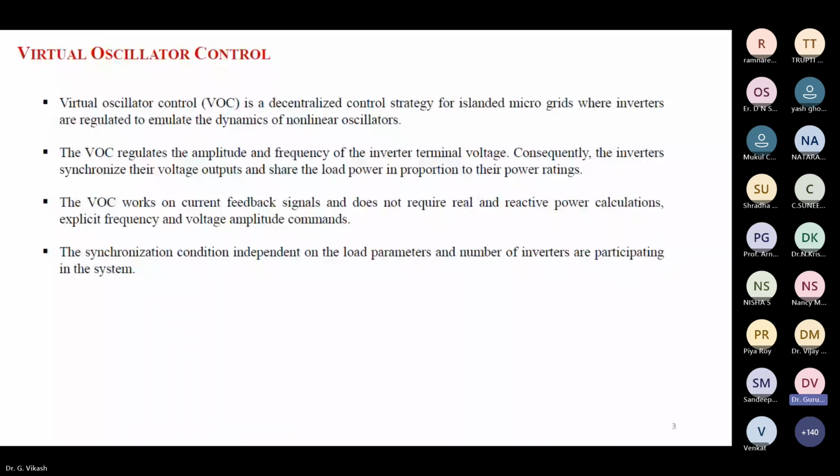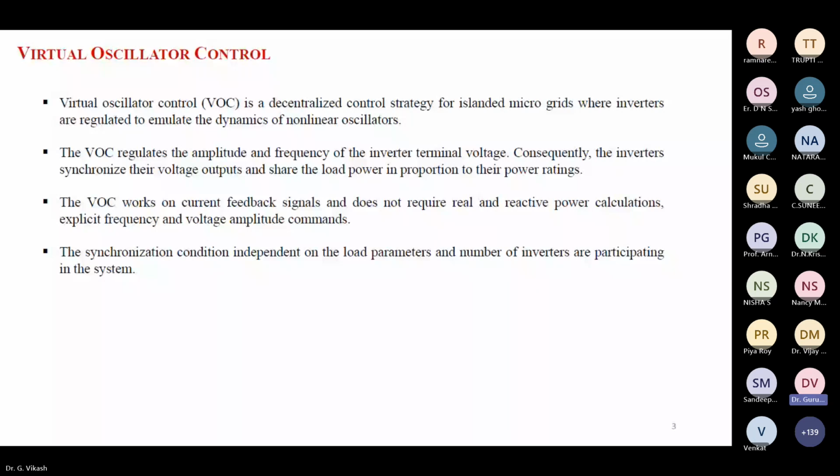Yes, coming to VOC. The VOC is a decentralized control strategy for islanded microgrids where inverters are regulated to emulate the dynamics of nonlinear oscillators. Actually, initially the Droop and VSM try to mimic the synchronous machine dynamics. Similarly, VOC uses the dynamics of nonlinear oscillators. That is a mathematical concept. From that we have been inspired, and we have considered some dynamics from the nonlinear oscillators, and we are applying those dynamics in the microcontroller to control our inverter.